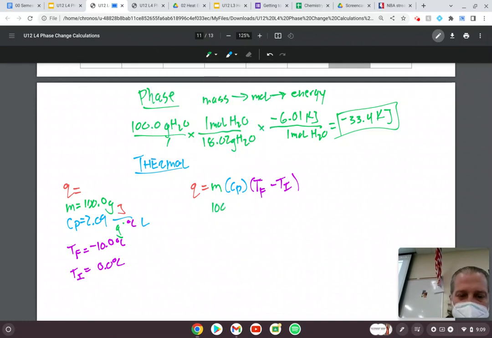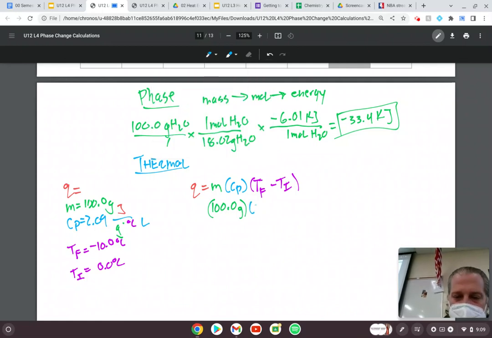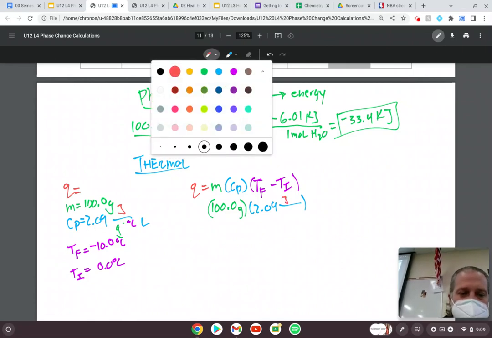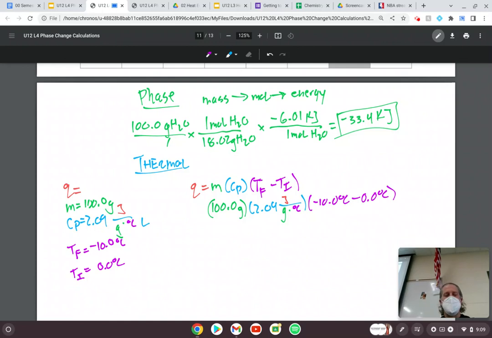So my mass again is 100 grams. The CP is going to be 2.09, and remember, that's joules over grams over degrees Celsius. And the change in temperature is going to be negative 10 degrees Celsius minus 0 degrees Celsius. So when I plug this in, 100 times 2.09 times negative 10, I get a Q, or a heat value, of negative 2090.